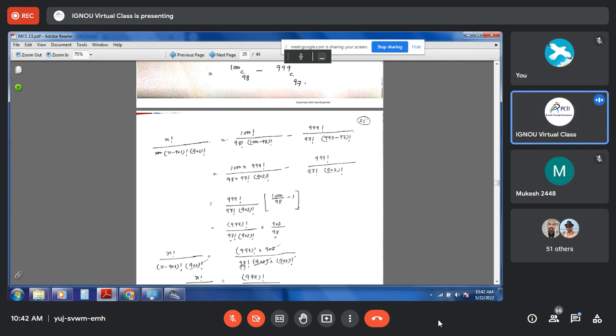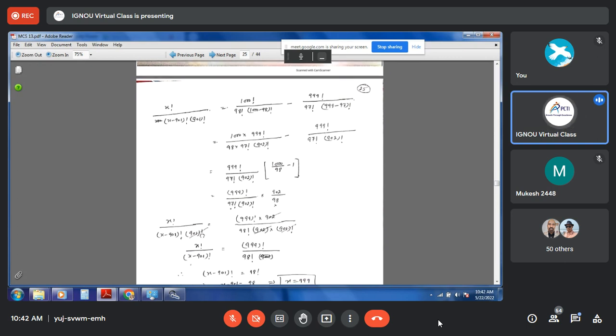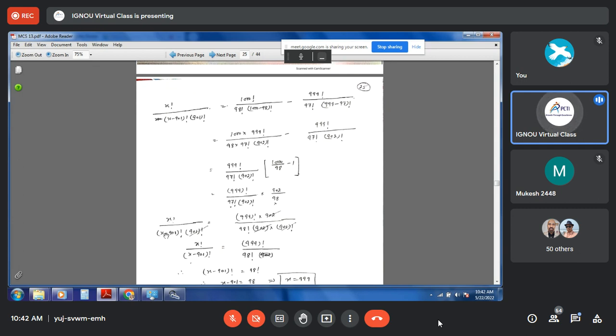Then from 992 factorial, keep 902 outside. The remaining will become 901 factorial. So that 901 factorial cancels with 901 factorial. The remaining equation left is x upon x factorial divided by x minus 901 factorial, that is equal to 999 factorial divided by 98 factorial.